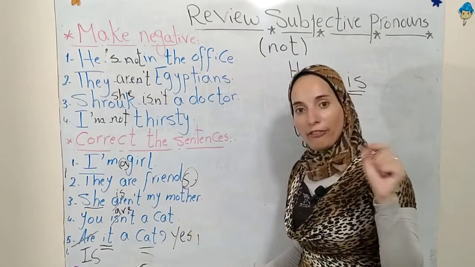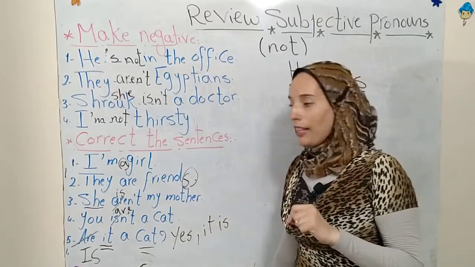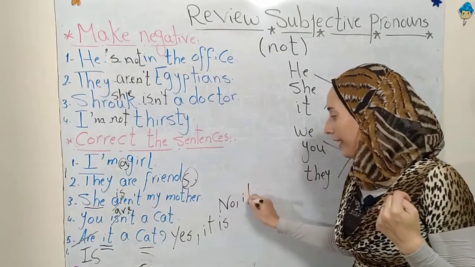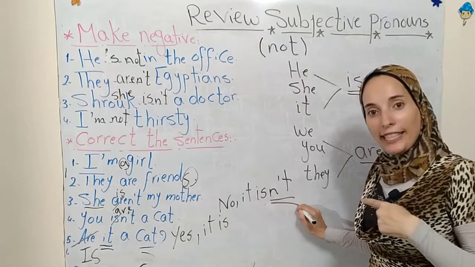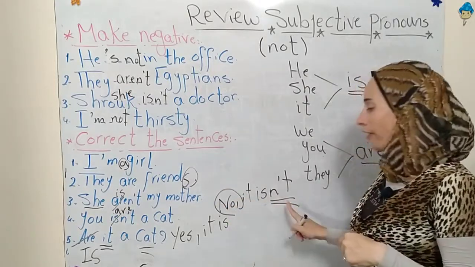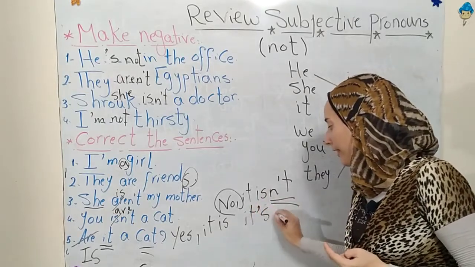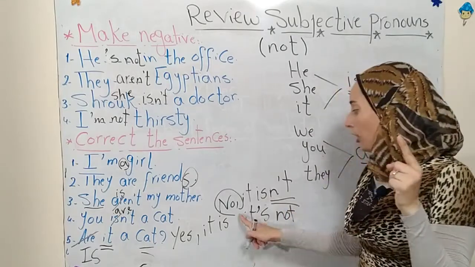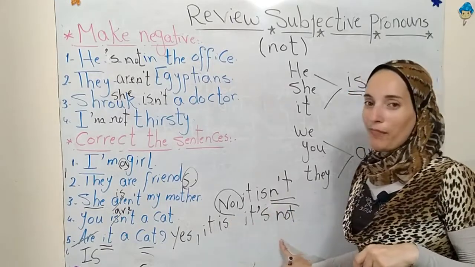فاكرين ترتيب الجملة الافيرماتيف؟ Yes it is. طب if I say no so how can I say it؟ No it. ليه دي؟ علشان احنا حطينا ايه؟ no. طالما الجملة بتاعتك نيجاتيف لازم تحافظ على النقط. ممكن تكتبها كده وممكن تكتبها كده، الاتنين have the same meaning بس الفرق بس في البرونسيشن. No it isn't a cat او ممكن تقول no it's not.